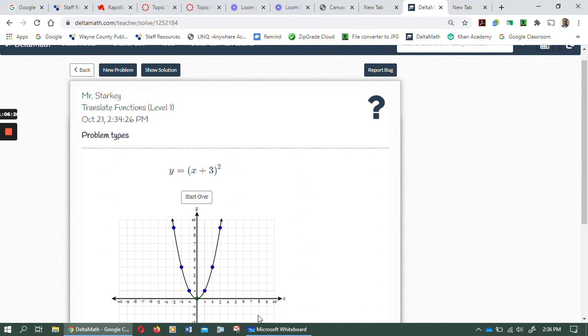So guys, with this type of problem set, where they want you to translate the function, they already have the parent function of this quadratic function here. They already have the parent function graphed. So this graph that's already up there is the graph of the parent function. And guys, what you're going to have to do here is click and drag at least one of these points to make sure that you're doing it the right way.